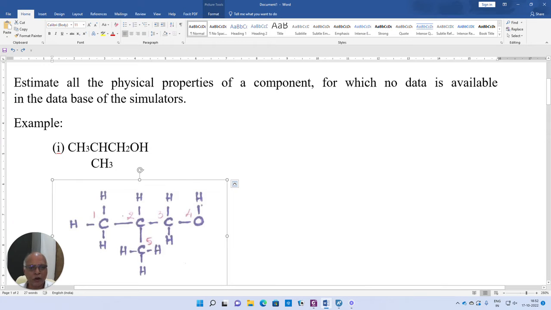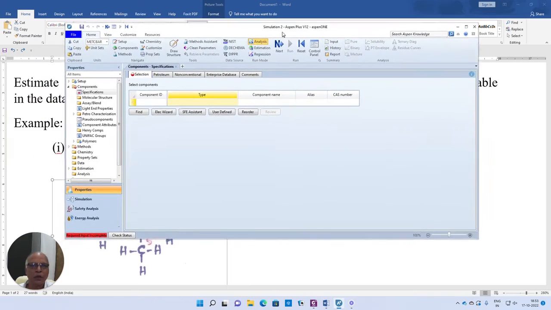The second option is, for example, when you are simulating a process, you might come across a component which might not be available or which might not be listed in a process simulator. Just because that particular component is not available, do you think you will not be able to simulate the process? In such a case, ASPEN provides an option of estimating the necessary properties by giving minimum information like the molecular structure. So we will try to see both these options through ASPEN.